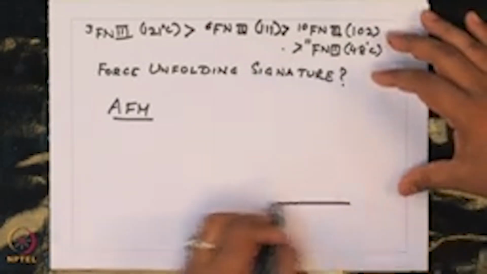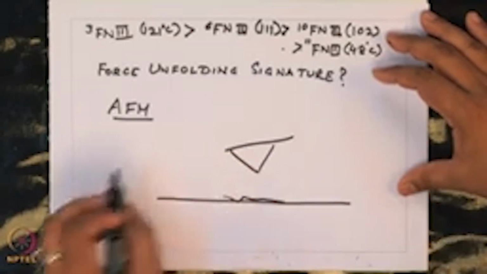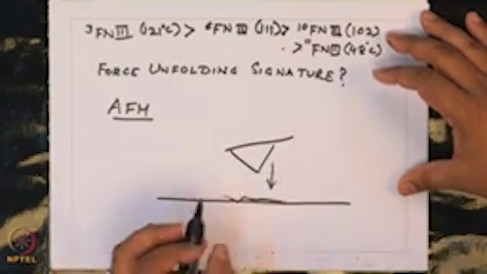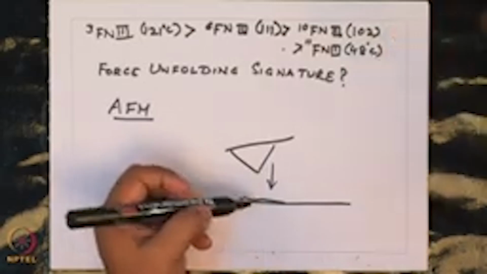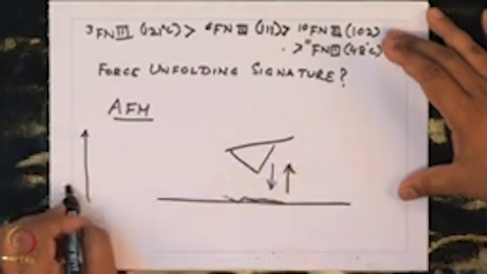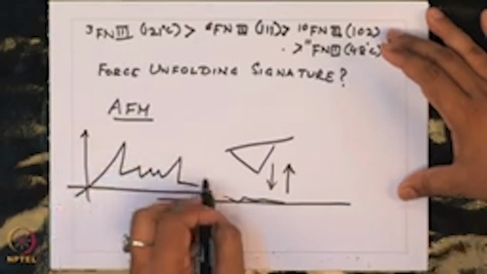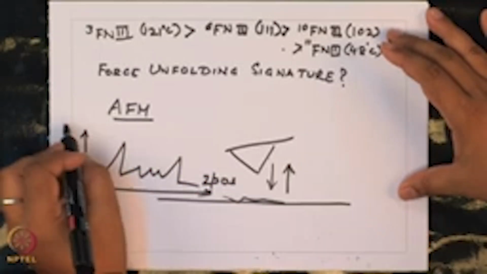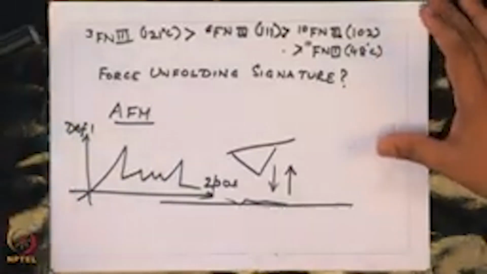Just to briefly recap, you have a tip and a protein, and when you indent, you form non-specific bonds of adhesion with the protein at some random point. When you try to go up, you would see in the signature these folds like this. This is my Z position and this is my deflection.